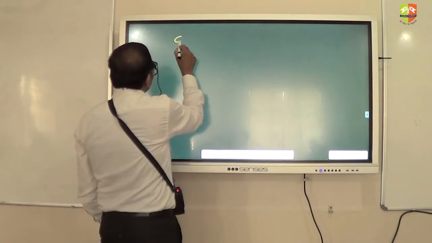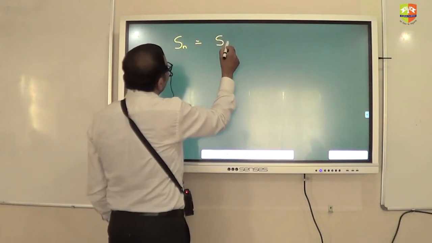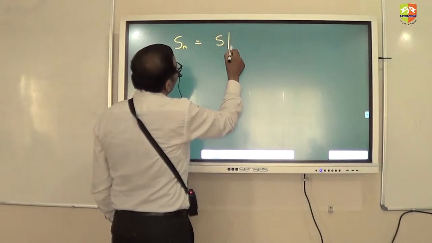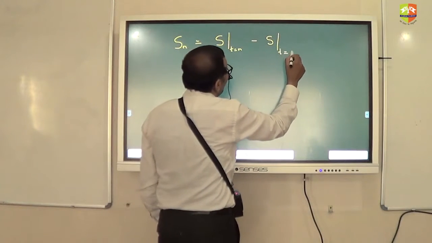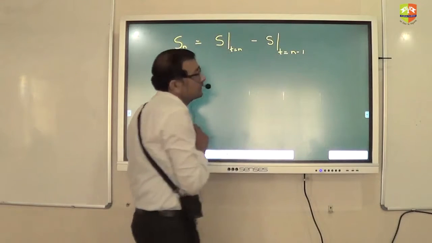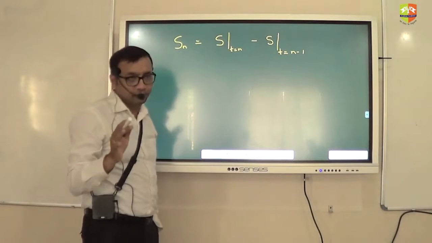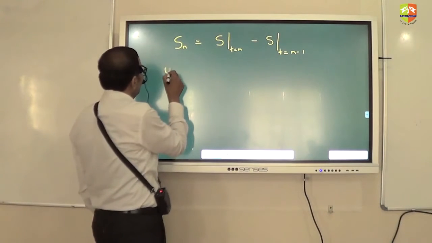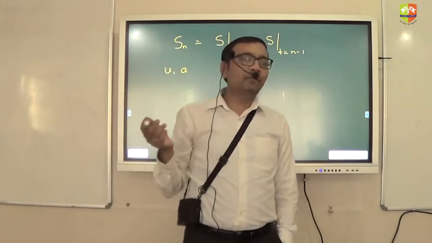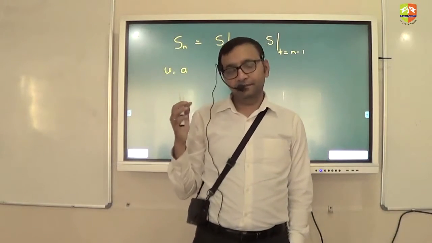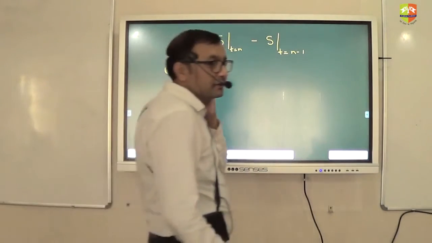Yes. Okay, so all of you please solve this. The distance traveled in the nth second will be the distance traveled till n seconds minus the distance traveled till n minus 1 second. Assume that acceleration is A and initial velocity is U. Solve it. U and A you can assume. Initial velocity and acceleration, and the particle is moving in a straight line. Okay, do it. Should I solve or should I wait?